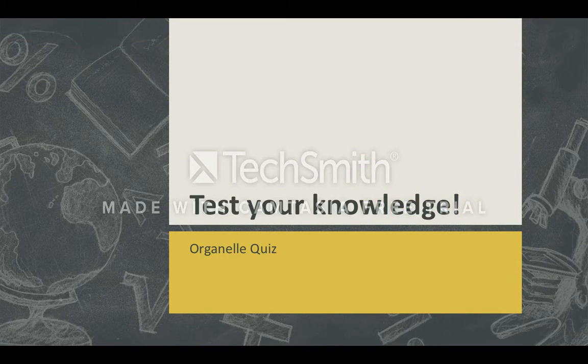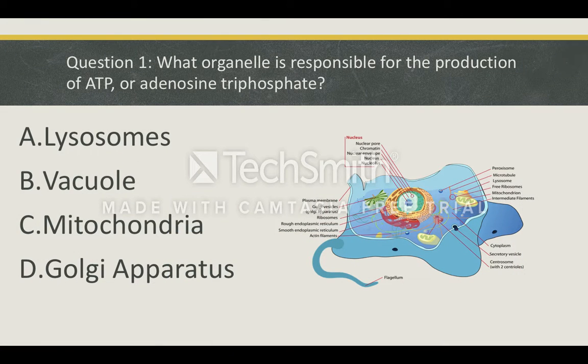Now that we've explored all the different organelles, let's test our knowledge. The first question is, what organelle is responsible for the production of ATP? Is it A, lysosomes, B, vacuoles, C, mitochondria, or D, the Golgi apparatus? The answer is C, the mitochondria. The mitochondria is responsible for the production of ATP and is considered the powerhouse of the cell.